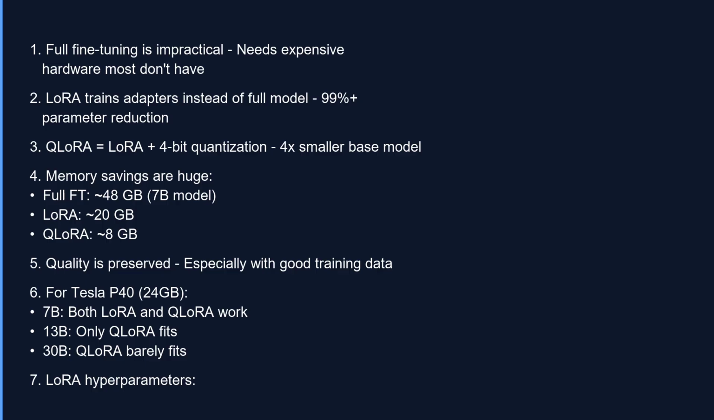5. Quality is preserved, especially with good training data. 6. For Tesla P40, 24 GB: 7B, both low-rank adaptation and quantized low-rank adaptation work. 13B, only quantized low-rank adaptation fits. 30B, quantized low-rank adaptation barely fits. 7. Low-rank adaptation hyperparameters. Rank 16 is balanced. Alpha, scaling, usually twice the rank. Target modules: which layers to adapt?